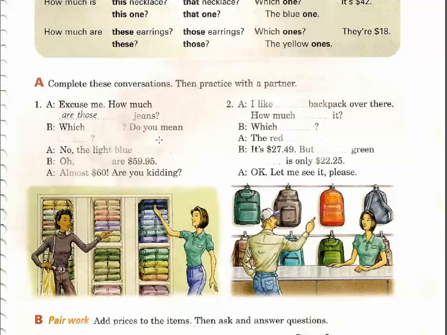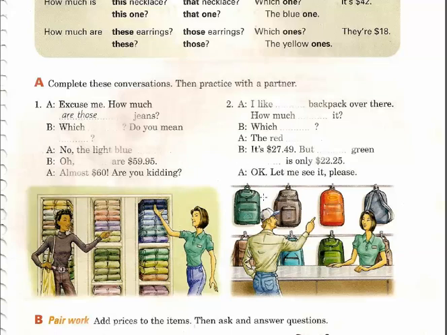Do you mean the dark blue ones? No, the light blue ones. Oh, they're 59 dollars and 95 cents. Almost $60. Are you kidding? She said, are you kidding? Because it's too expensive for her.